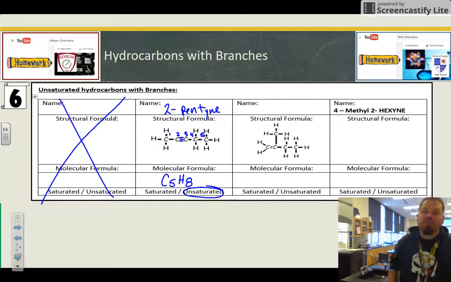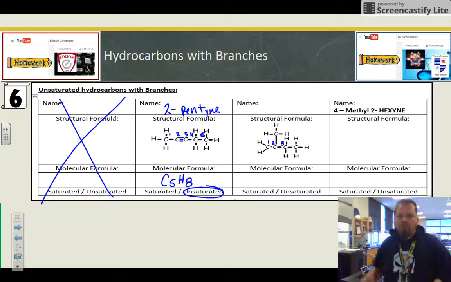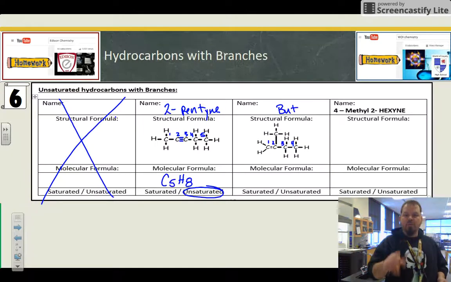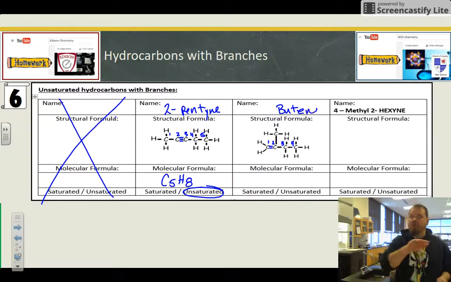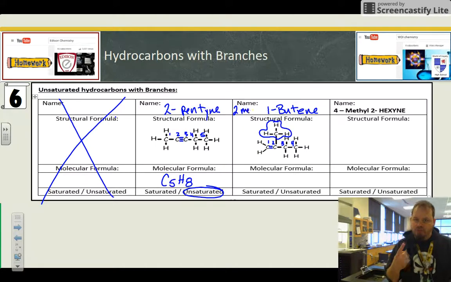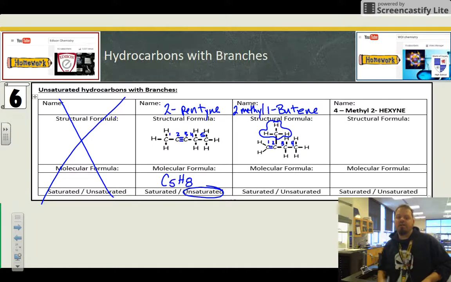This one, though, has both. 1, 2, 3, 4, and either way it's 4, right? But we need the parent chain that has the double bond in it. So but is 4. On the first carbon, there is a double bond, so that is the butene. Notice how we did that piece first. Now I have a methyl group, which is a 1 carbon side chain, and it's on the second carbon of the parent backbone, so that's why it's 2-methyl-1-butene. And because it is an ene, it is unsaturated.